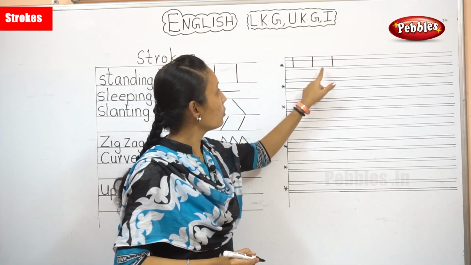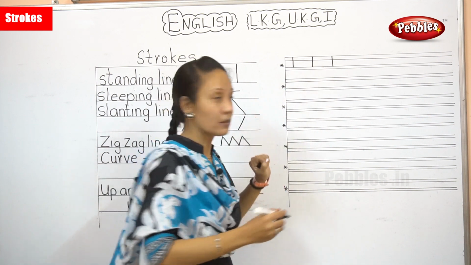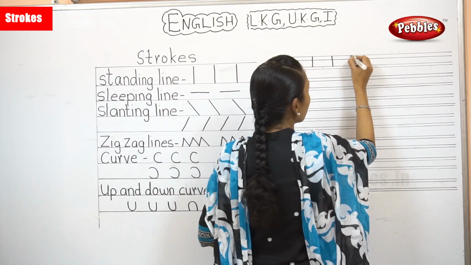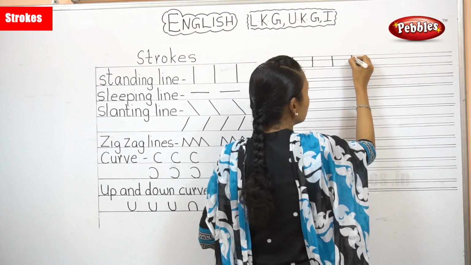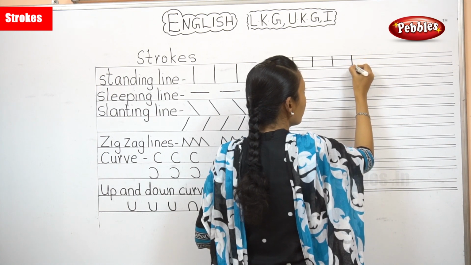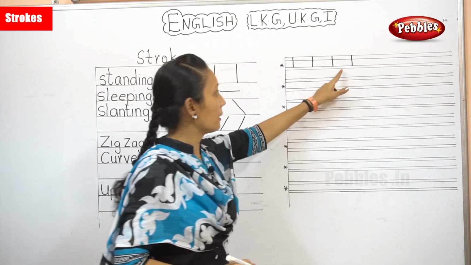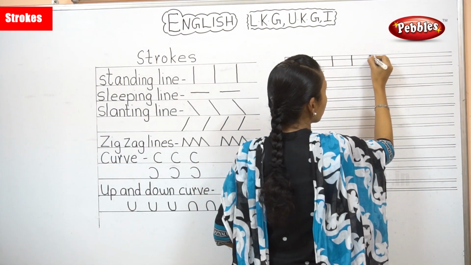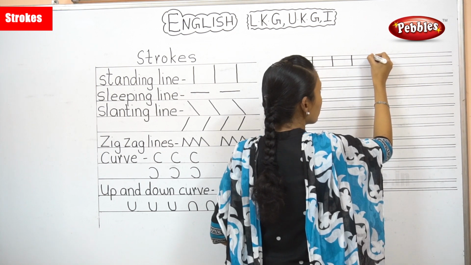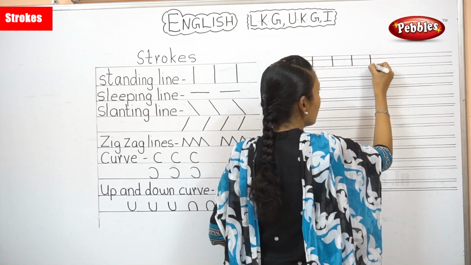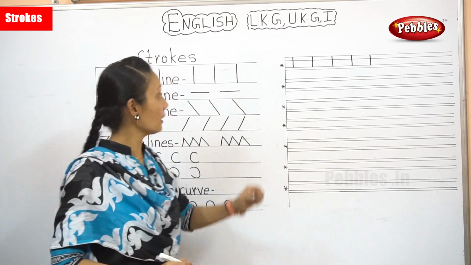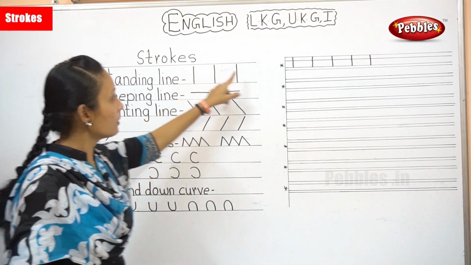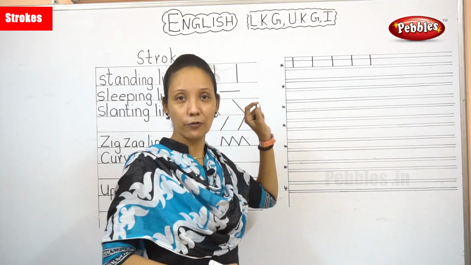So this is how you need to write it on your 4 lines. Alright. First line down is your standing line. Once again, from your first line straight down is your standing line. Okay. So your first one, standing line. Now you learned how to write it on the 4 lines.